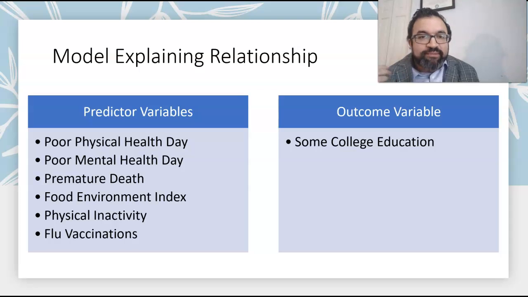This was all a combination of not only the data that is available within County Health Rankings, but combining this with the American Community Survey data to give us a better overview about what is going on specifically at the local geographical, geospatial level. So the predictor variables, there were six: poor physical health days, poor mental health days, premature death, food environment index, physical inactivity, and flu vaccinations. And then some college education was the outcome variable.